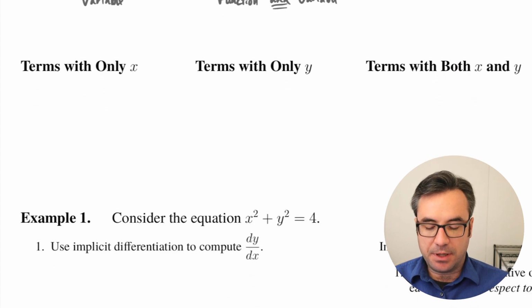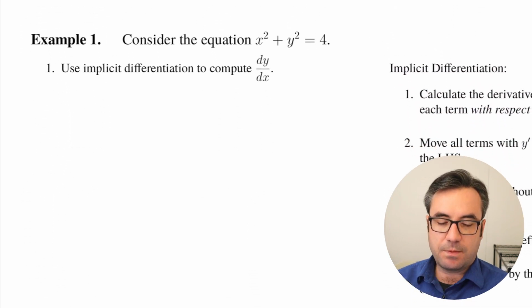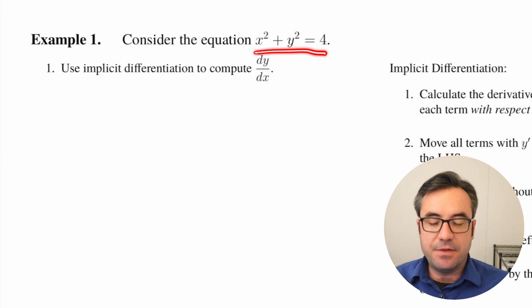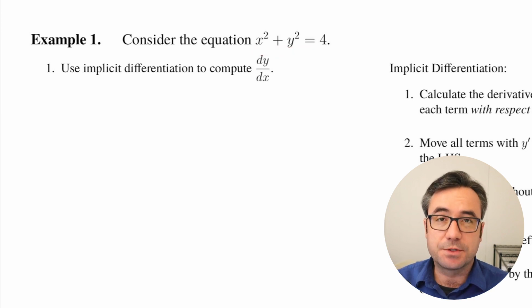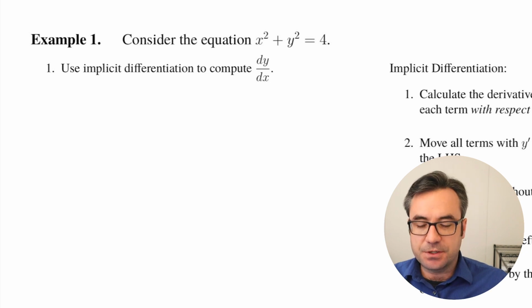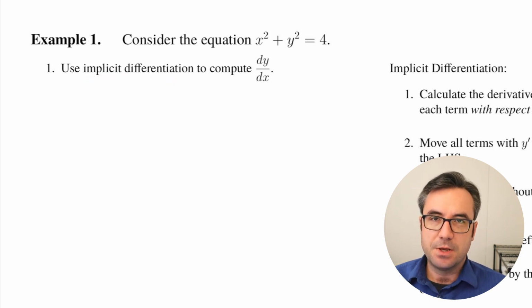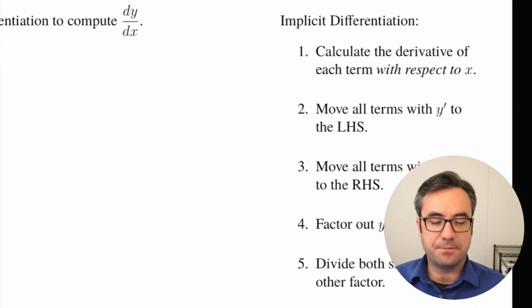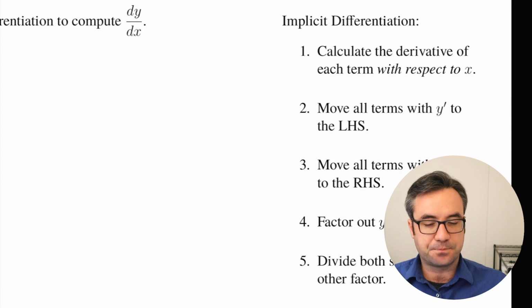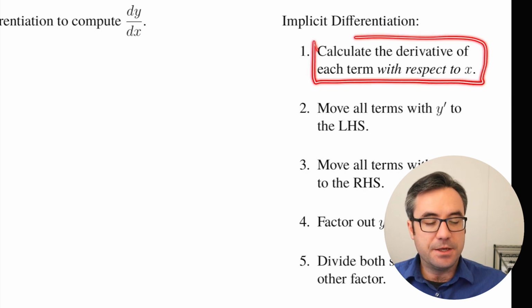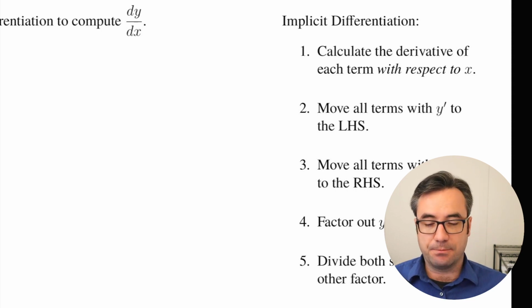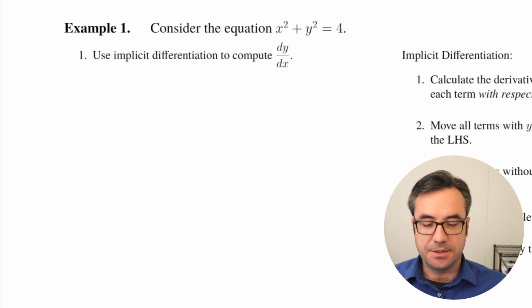All right, let's start with an example. Let's start with example 1 to see how we can calculate the derivative dy/dx given the equation x squared plus y squared equals 4. The technique that we're going to use is called implicit differentiation. Let's look at the first step here: we're going to apply the derivative to each term. All right, so let's do that.